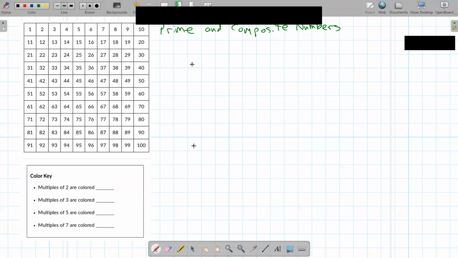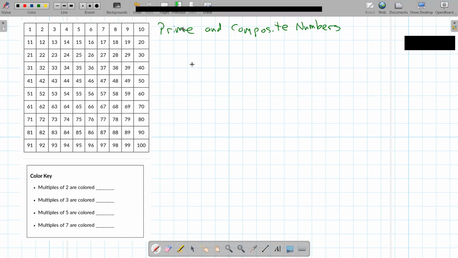So there's many ways to play around with prime and composite numbers, and just a reminder about the two of them. A prime number has exactly two different factors. And a composite number has more than two.